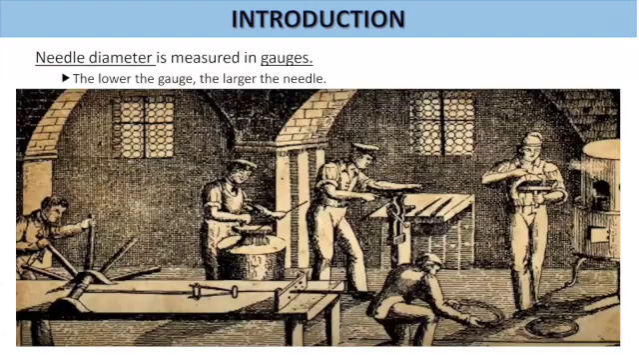Now coming to gauge. The needles or the wires were made by taking a bigger metal and pushing it through small holes. So if a wire had to be thinner, it had to be pushed multiple times. If a wire was pushed 10 times, it was known as a 10 gauge wire. If you pass a wire through a small hole 10 times, it will become thinner and thinner. So the larger the gauge, the thinner the wire. And this was adopted for the needle.